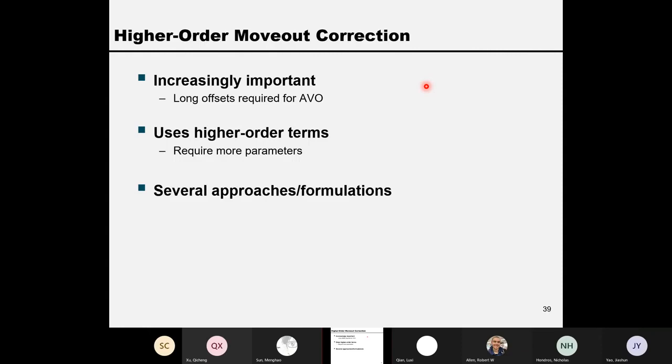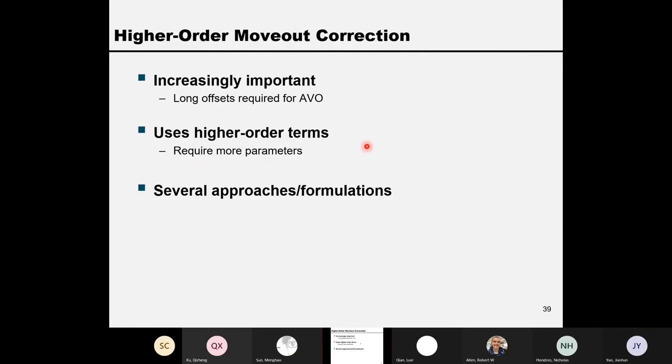But in reality, in acquisition nowadays, as we said, for a single shot we may have 1,000 receivers. So the offset becomes gradually larger, right? For the larger offsets, definitely the second order is not good enough. So you do need high order terms, right?